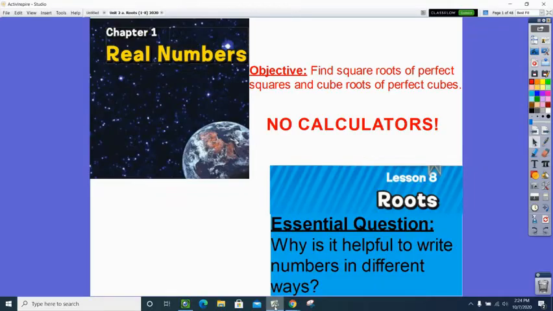So today we're going to start talking about roots. Our objective is going to be to find square roots of perfect squares and cube roots of perfect cubes.